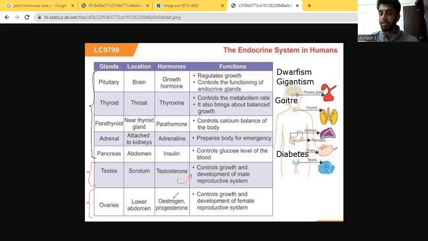Estrogen and progesterone, in females, are helpful for menstruation, for pregnancy, and a lot of things. About all of this, we'll be learning in the next chapter, which is called reproduction. So with this, the idea of hormones is over.